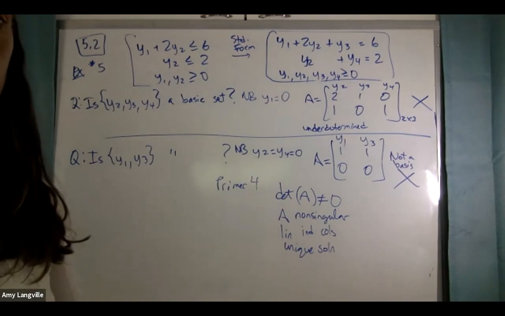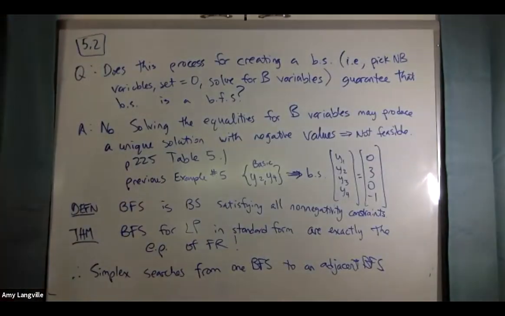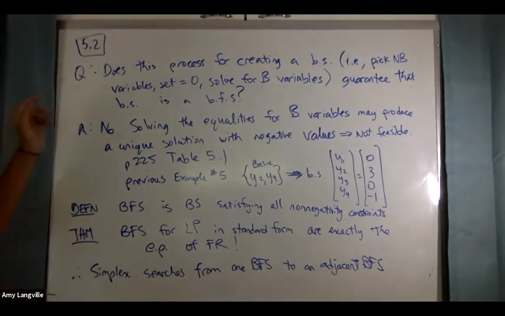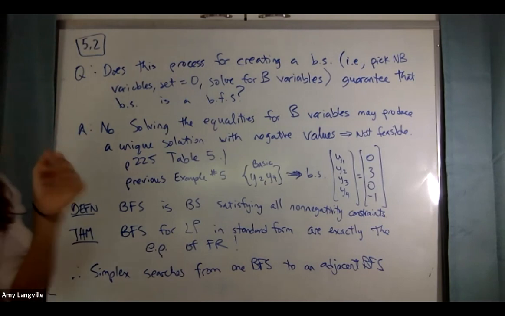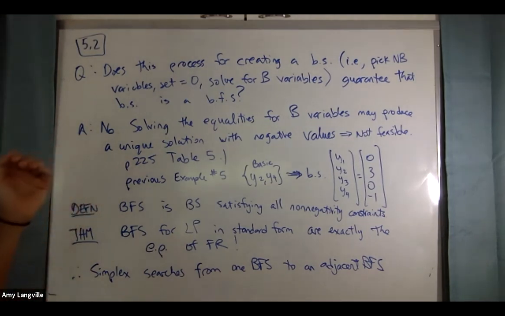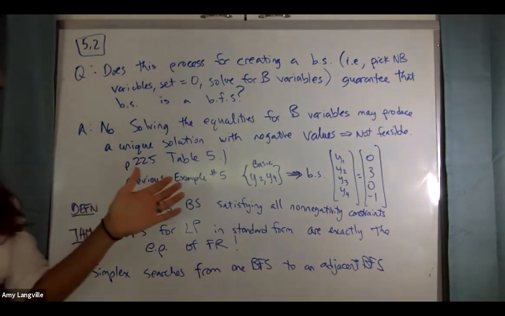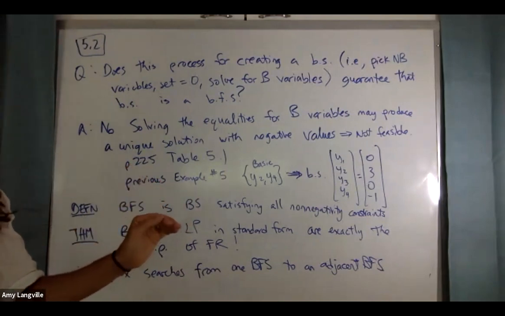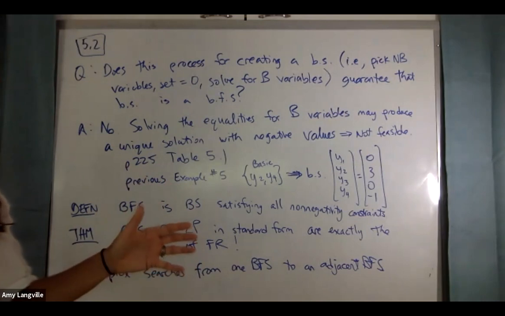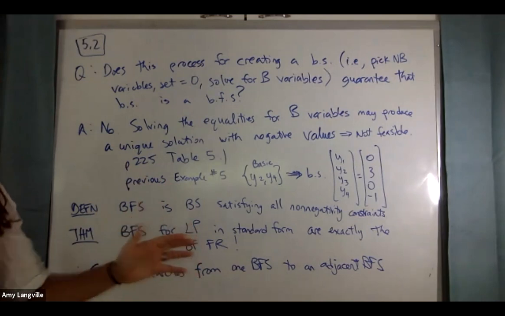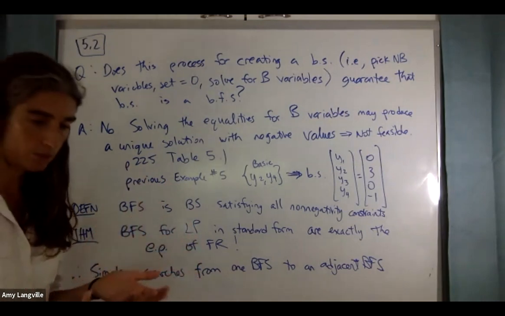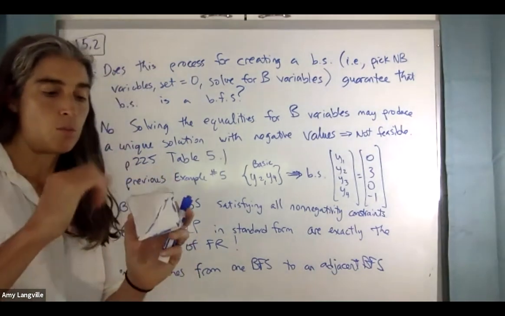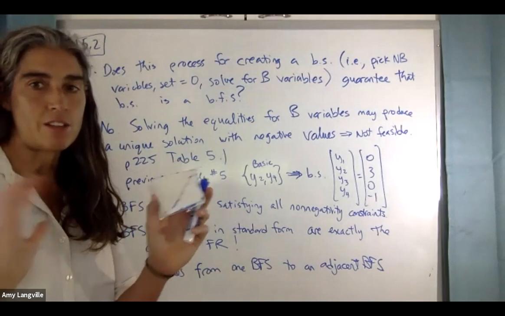Okay, let's erase the board. Okay, last couple of comments here are really big ones from the end of 5.2. So the question is, does this process for creating a basic solution, which was pick some non-basic variables, set them to 0, solve for the remaining basic variables, does that guarantee that that basic solution is a basic feasible solution? Because again, we have to be feasible. We need to be moving around the edges of this. We can't be outside the feasible region.